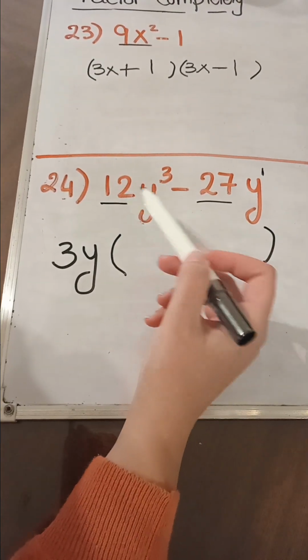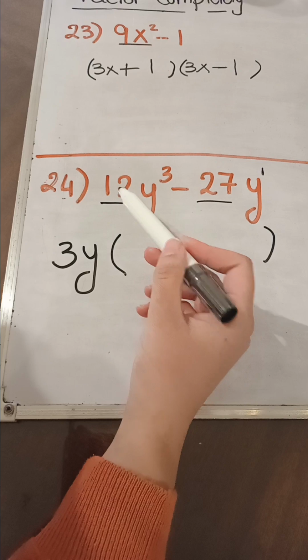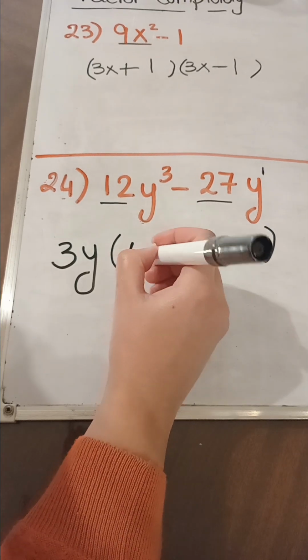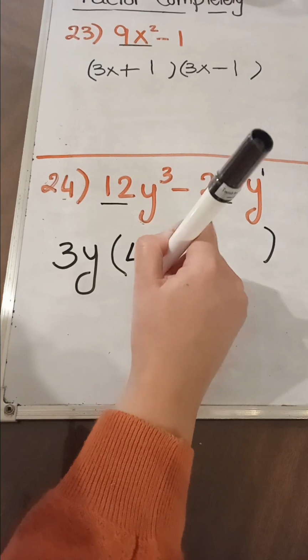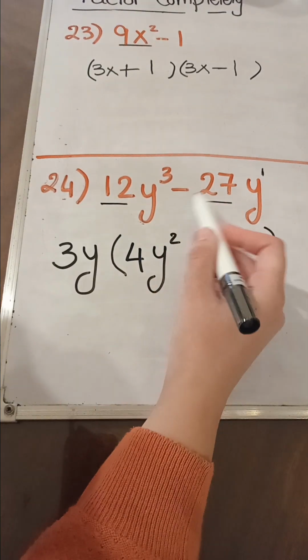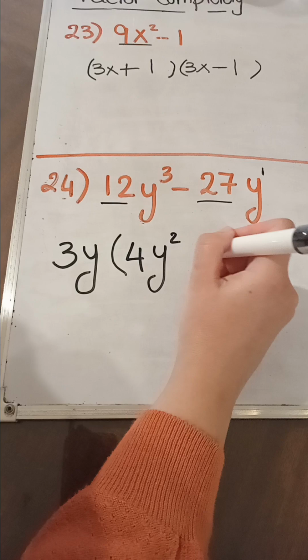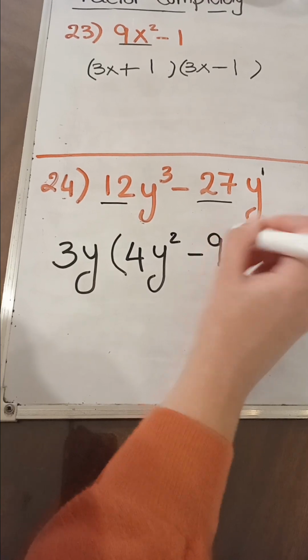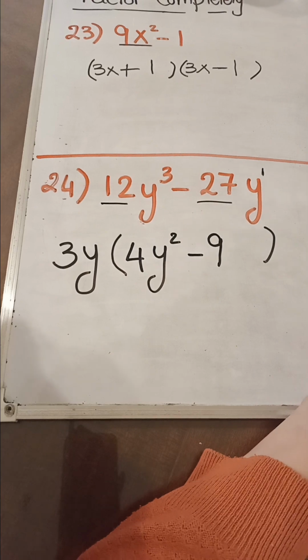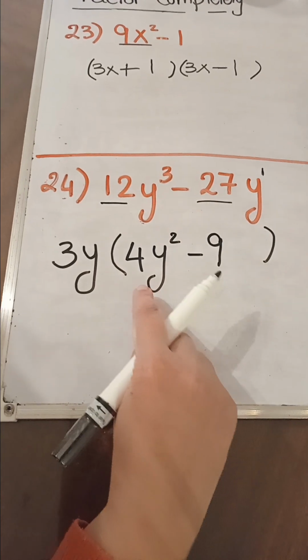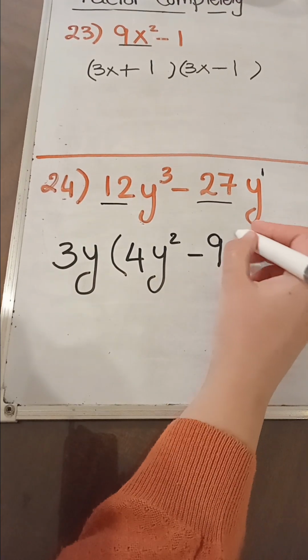I divide 12y to the power 3 by 3y. 12 divided by 3 is 4. Y to the power of 3 divided by y is y to the power of 2. Negative 27 divided by 3 is negative 9. Y divided by y, they cancel out. I don't write anything.